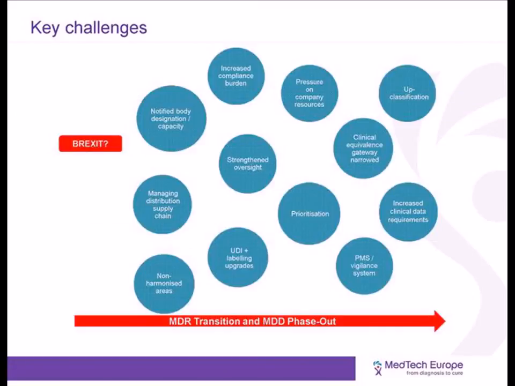Turning now to the next slide, what are some of the key challenges when planning for and implementing the new regulation? Well, the first challenge by far is going to be prioritization. This is expected to be a key challenge for most companies because of the sheer depth and breadth of the new requirements and the complexity of the deadlines mentioned earlier.